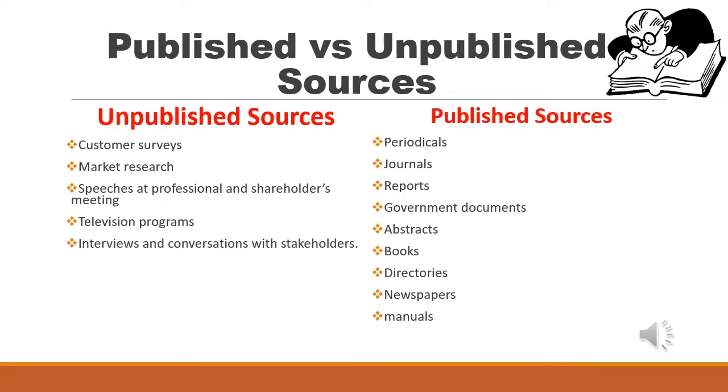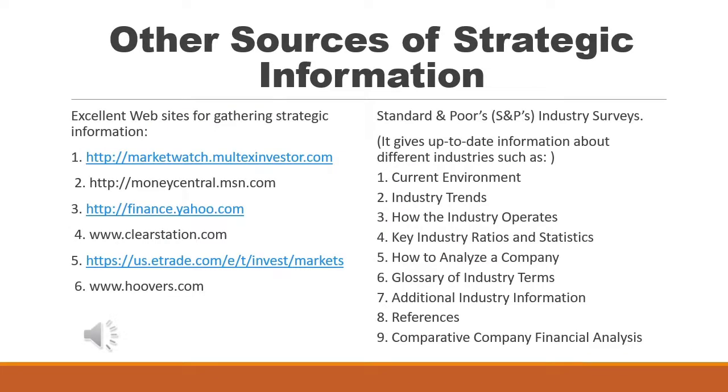Examples of published sources are customer surveys, market research, speeches at professional and shareholders meetings, television programs, interviews and conversations with stakeholders. And for the unpublished sources, we have periodicals, journals, reports, government documents, abstracts, books, directories, newspapers, and manuals. Here are other sources of strategic information.